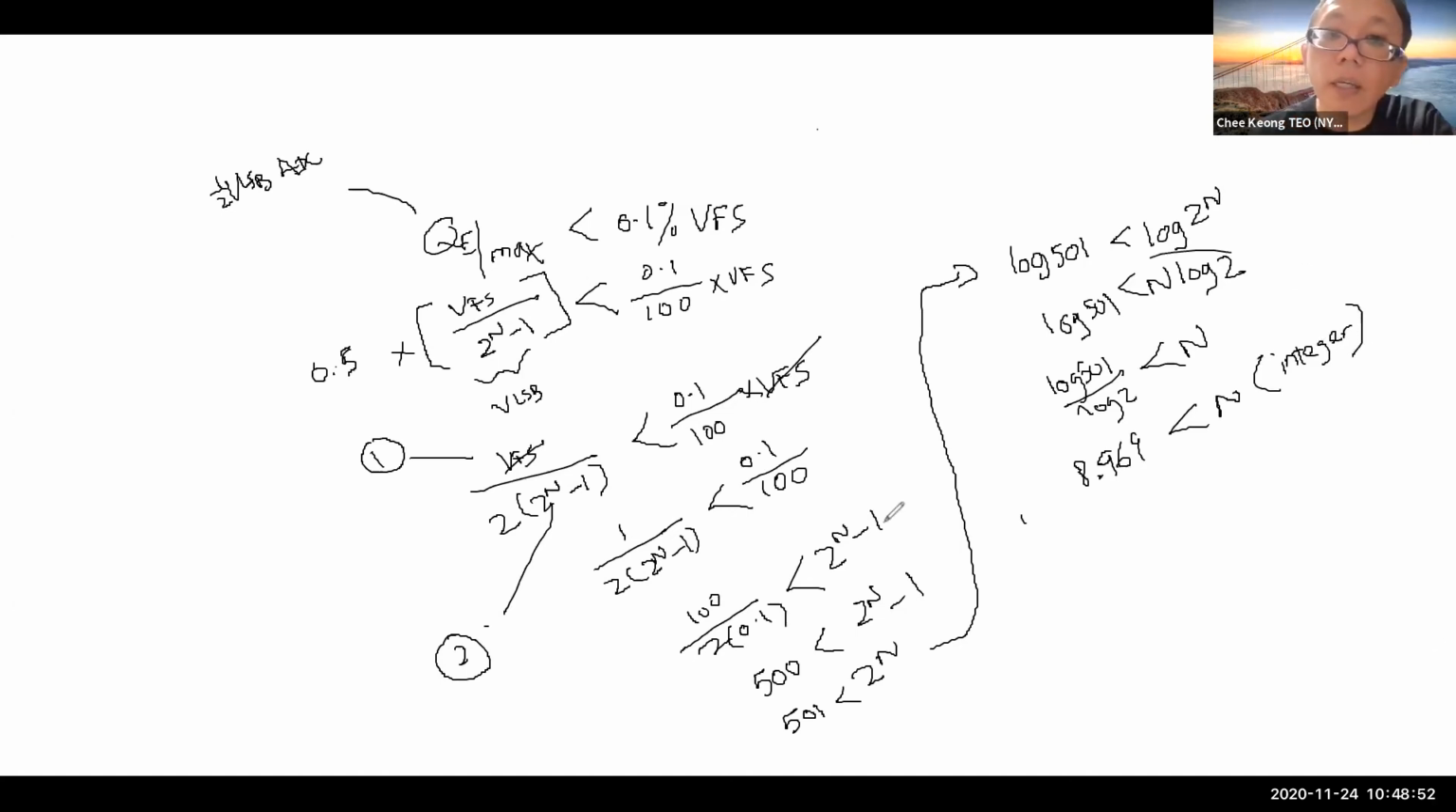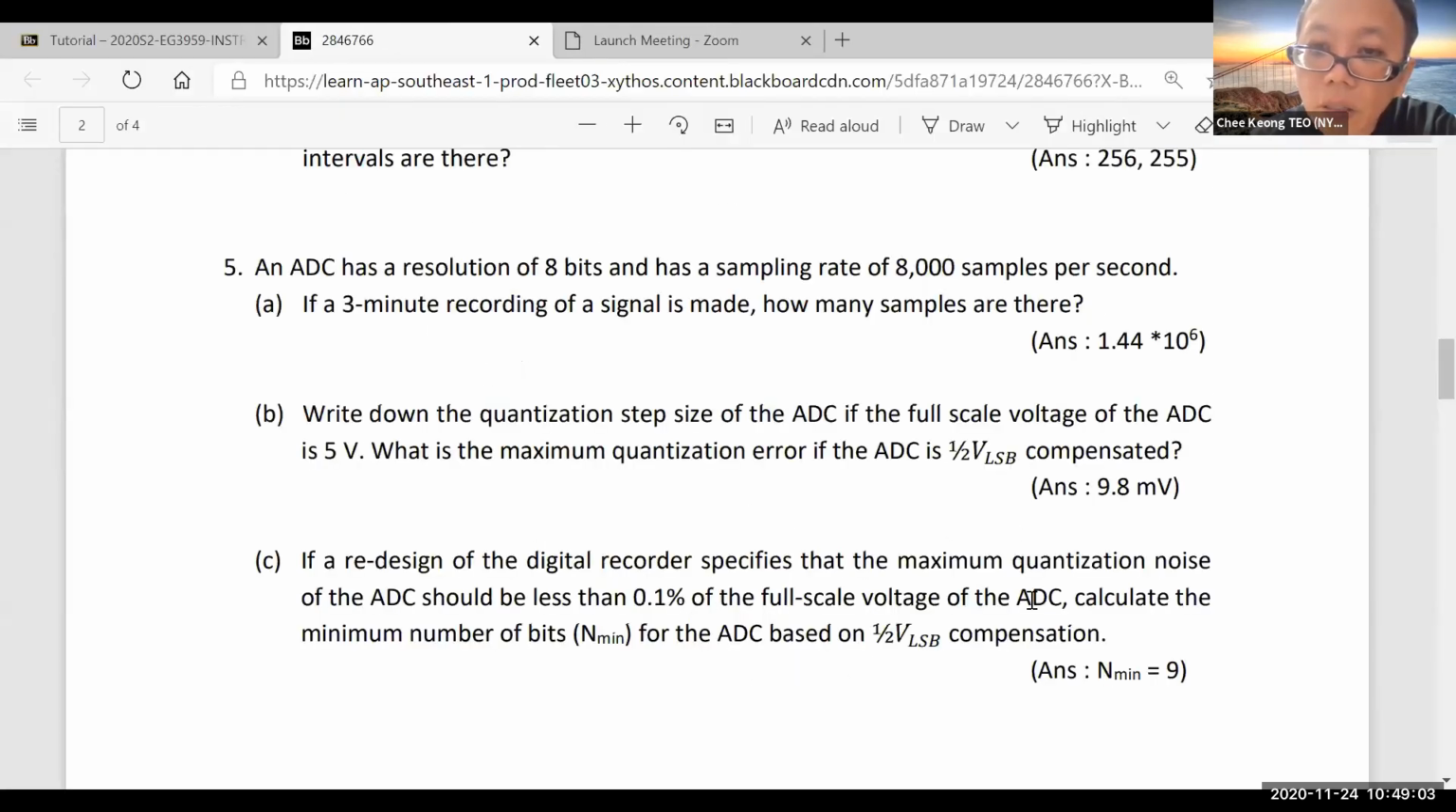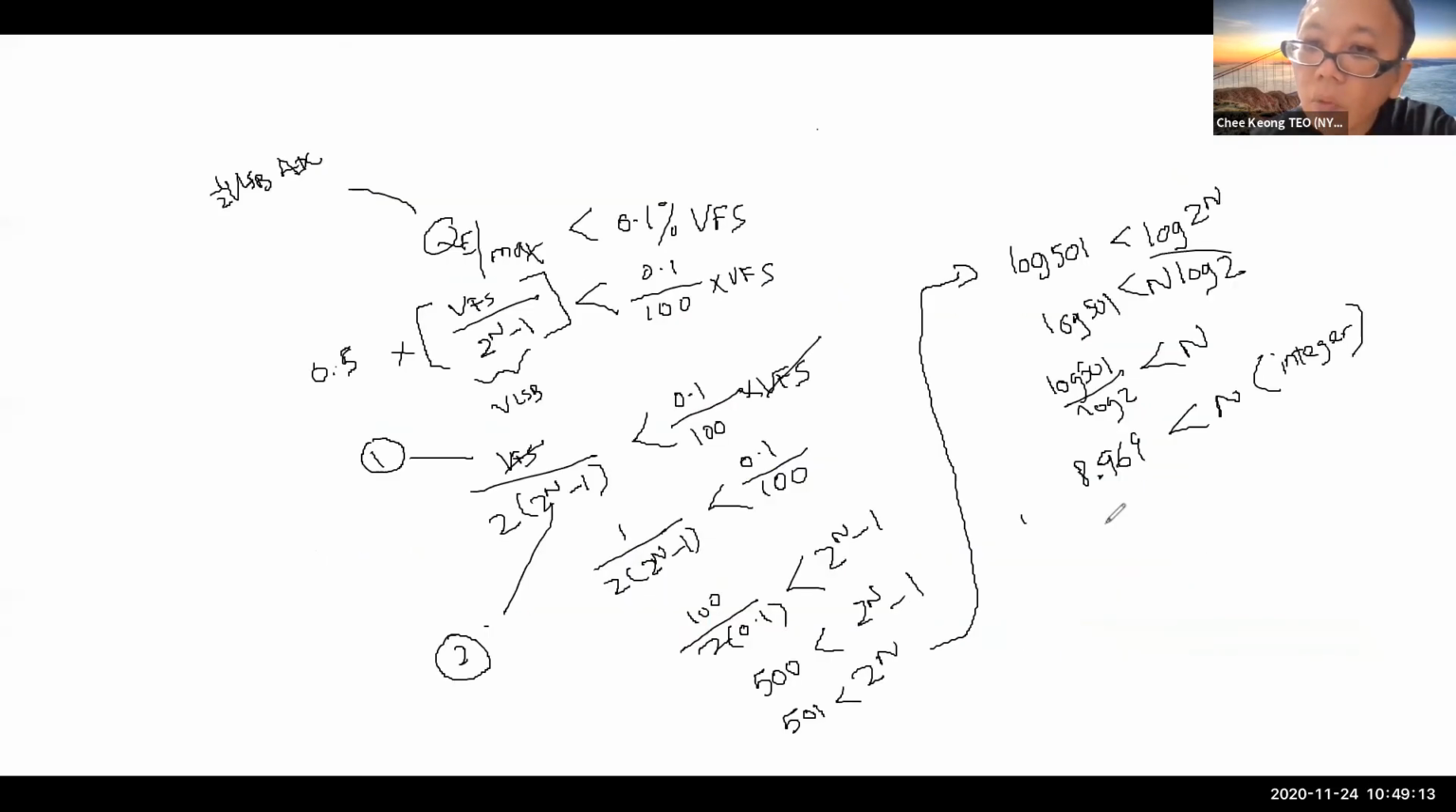But let's look at the question again. It says calculate the minimum number. So they want a minimum n, right? So look at our solution again. We have this value can be bigger than 8.9, but they want a minimum. So the next bigger integer should be the answer. Therefore, it implies that the n minimum must be equal to 9. So we are looking at a 9-bit ADC.